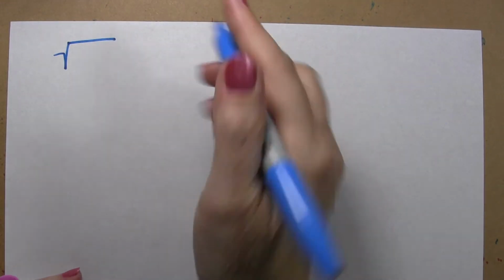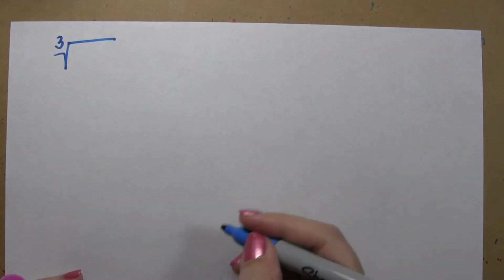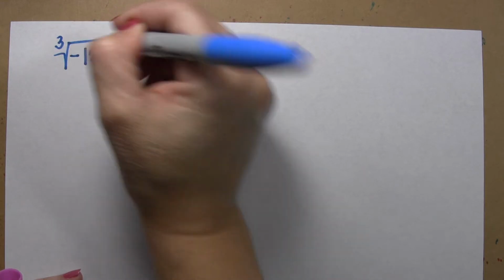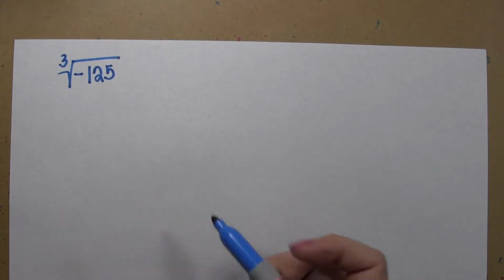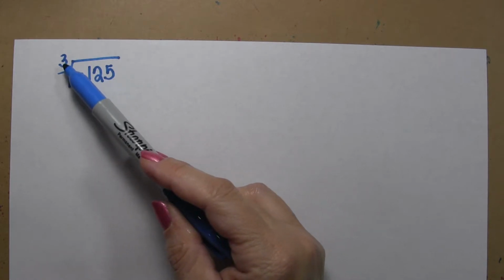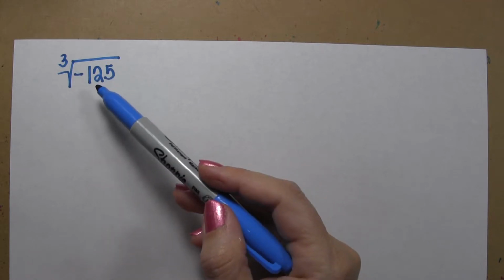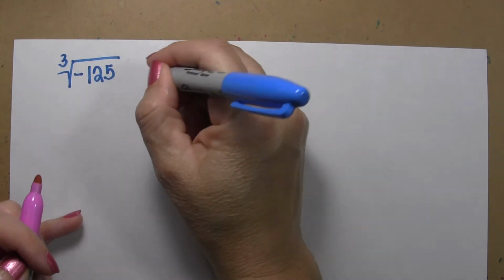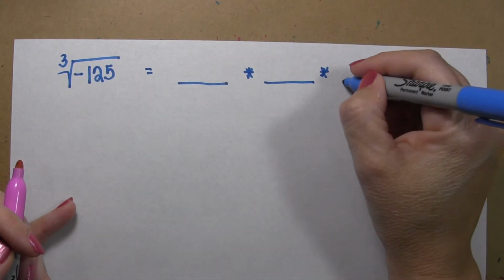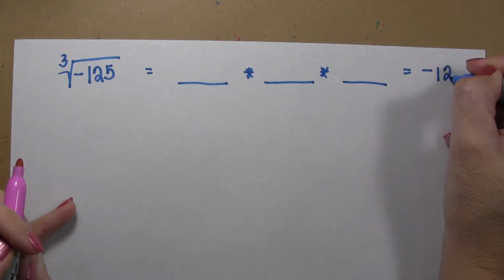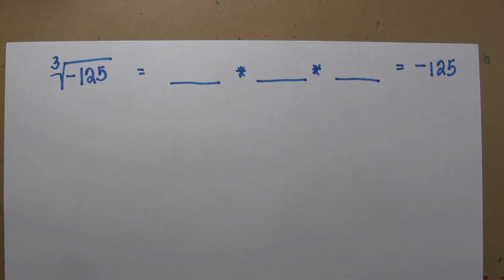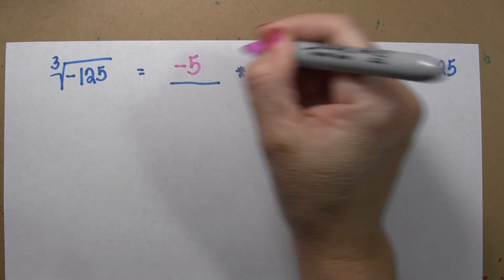Let's do this. Let's take the cube root of negative 125. So remember, we said that we couldn't take the square root of a number that was negative, but could we take the third root of a number that is negative? Well, this would mean that we need to think of a number that multiplied by itself 3 times equals negative 125. And can you think of such a number? There is one, just so you know. It is negative 5.